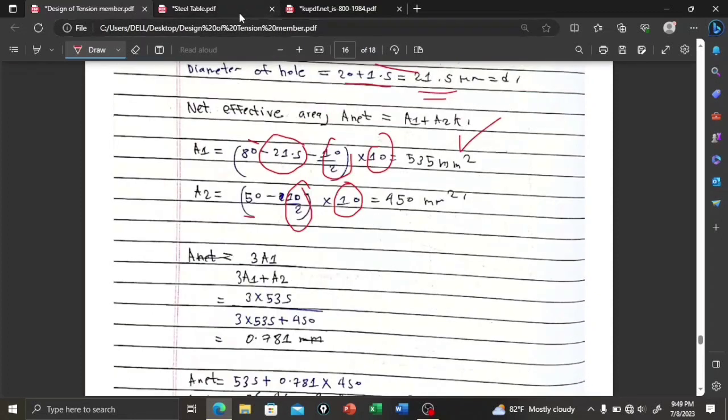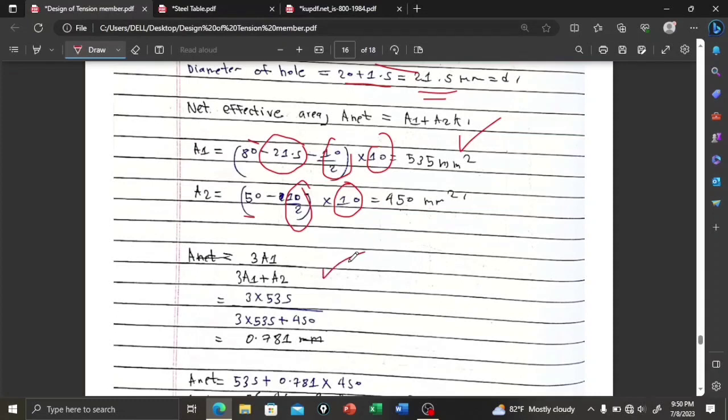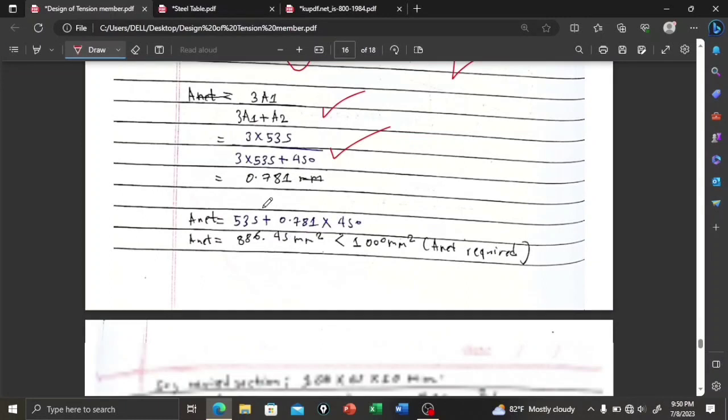A1 plus a2k, and the value of k is 3a1 divided by 3a1 plus a2. 3a1 is this 535 and a2 is this 450. So k is 0.781. A net is this a1 plus a2 times this k, which is 886.45, less than 1000 mm square.